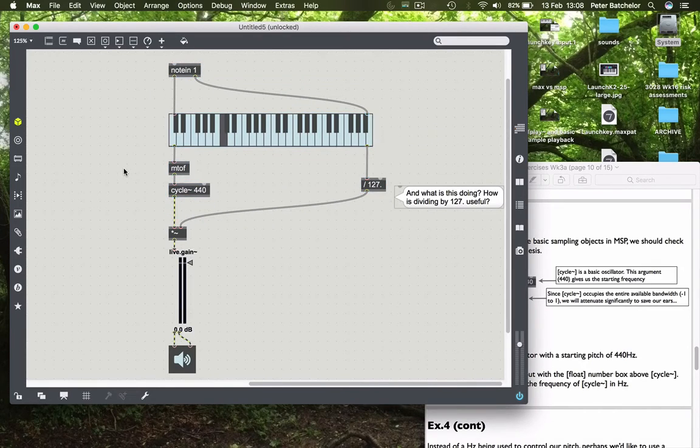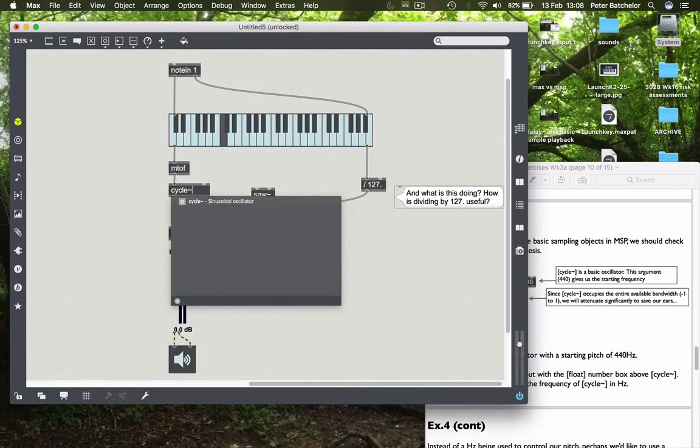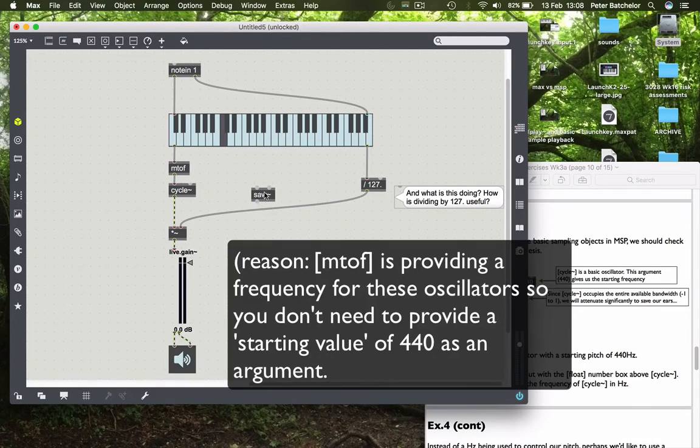Well, we might want to try different timbres. So at the moment we've only got a cycle object, so we can only get our sine wave, which is all very well but not very interesting. So we'll introduce another oscillator, which is a sawtooth wave. And I could put an argument of 440 in there, but I'm not going to bother because I don't need one. In fact, I could get rid of that 440 Hertz in the cycle object as well.